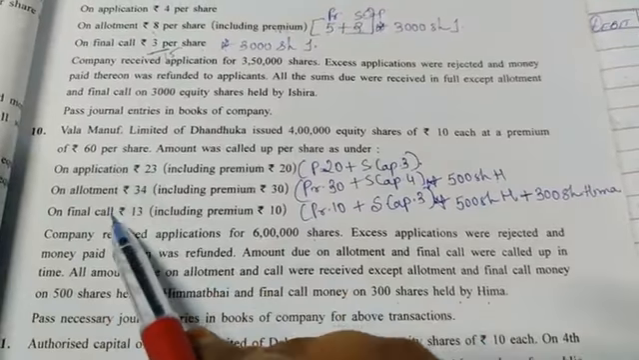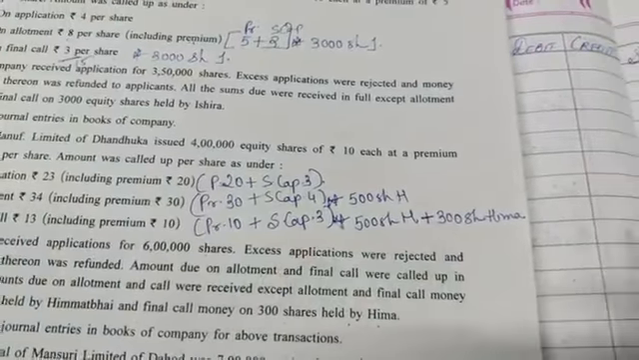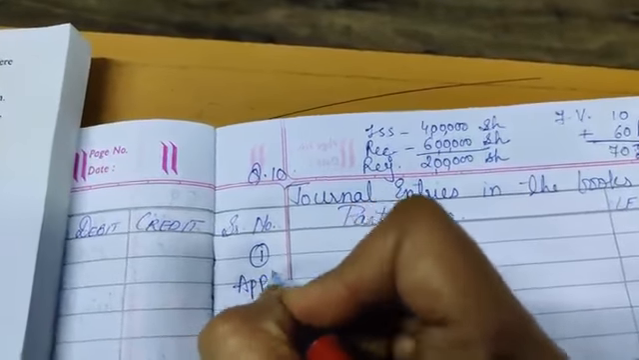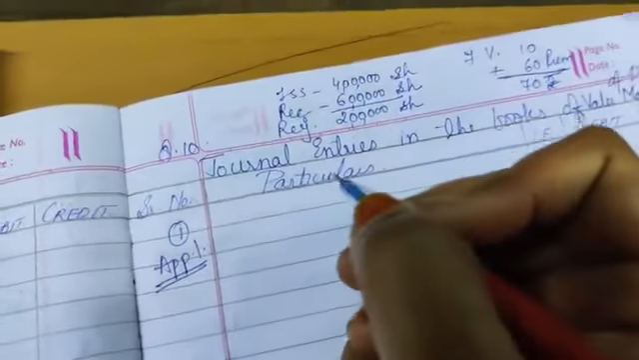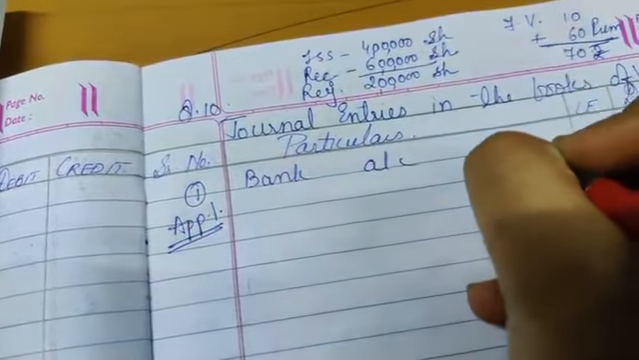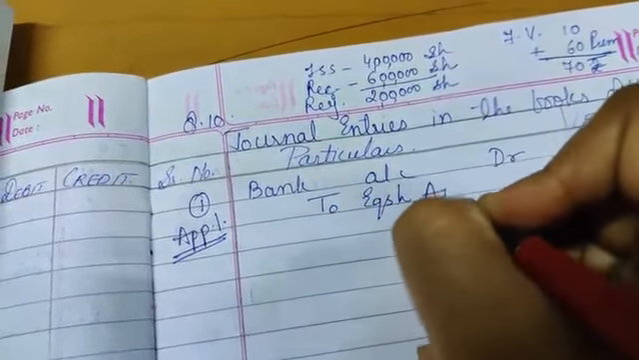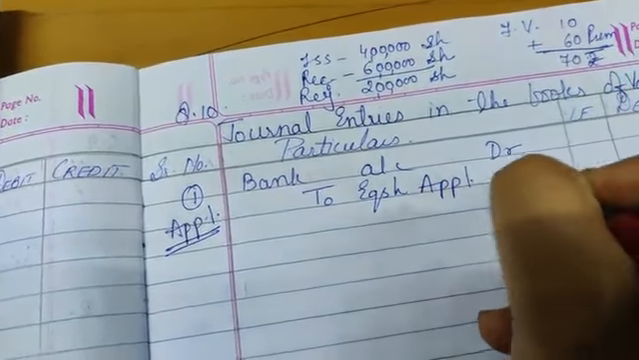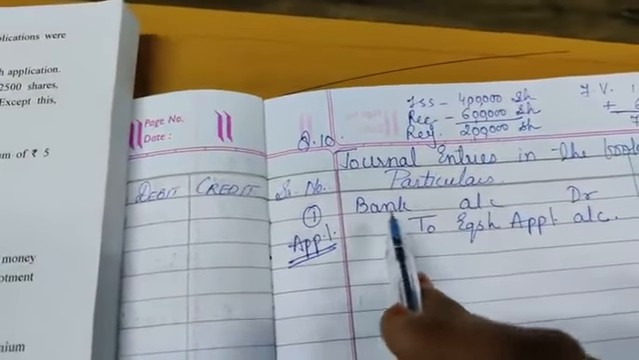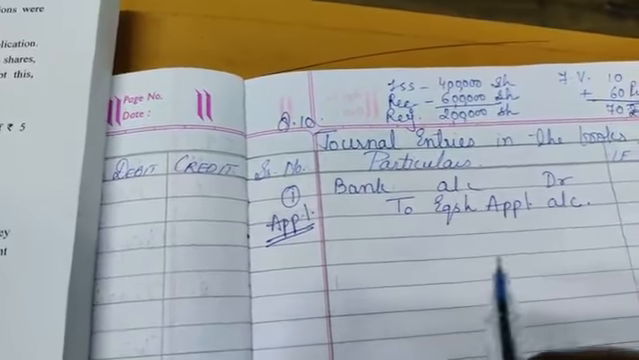So see, 3 levels are there, 3 2s are 6. It means we have to write a total of 6 entries. First we'll start with the application level. And I have taught you it always starts with bank. So bank account debited to equity share application account. See, in the first level premium is there, but with bank the premium entry is not coming. The amount we will include, but the entry to securities premium we won't give.